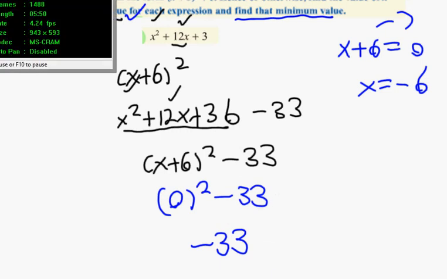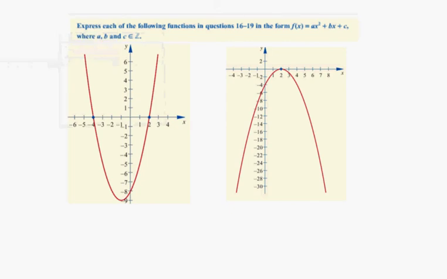Any questions? Okay guys, express each of the following questions in questions 16 to 19 in the form.